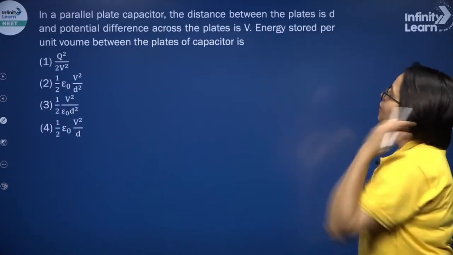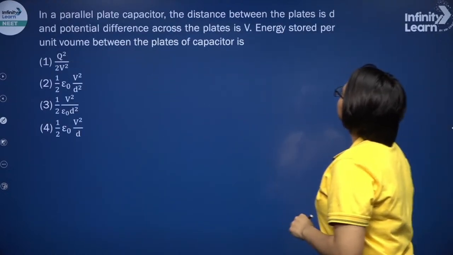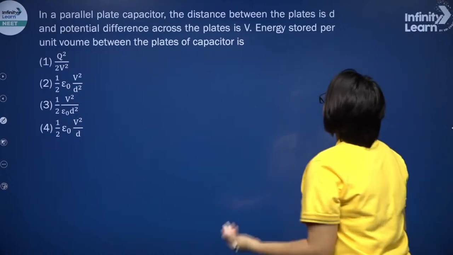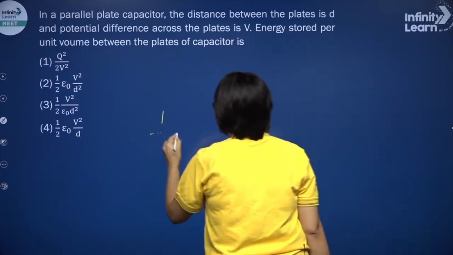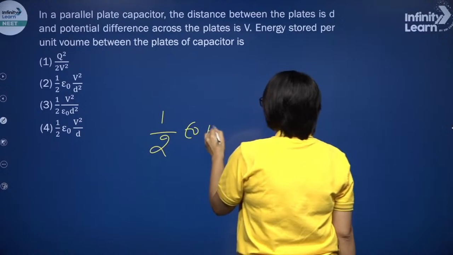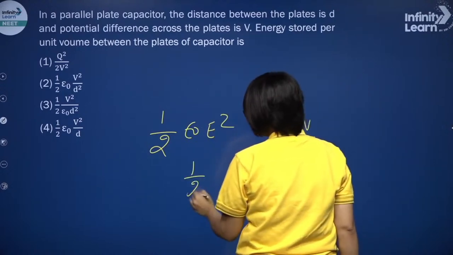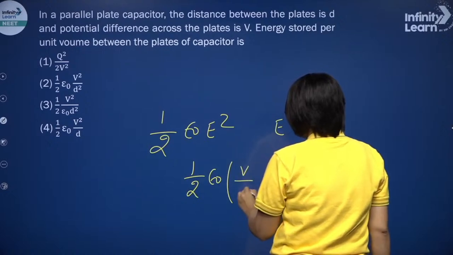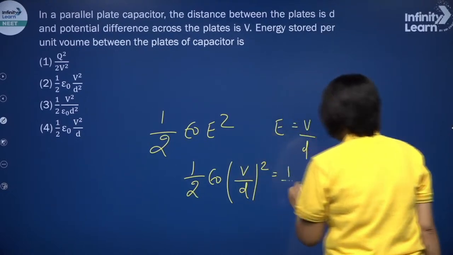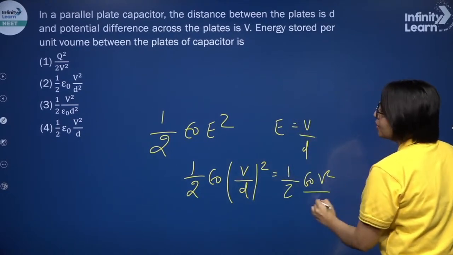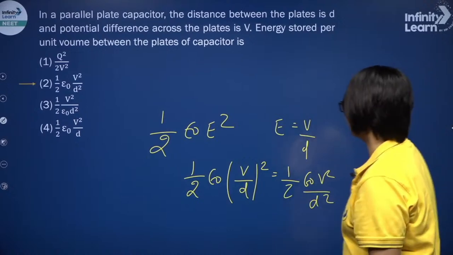Next is, in a parallel plate capacitor, the distance between the plates is d and the potential difference is V. The energy stored per unit volume is half epsilon naught into E square, where E is V upon d. So it will be half epsilon naught V upon d, whole square. So it is half epsilon naught V square upon d square, which is option 2.